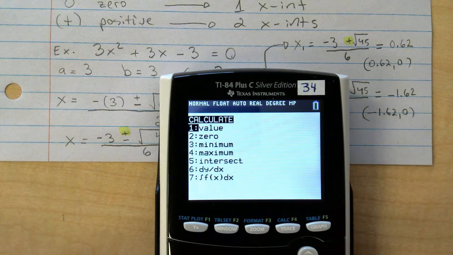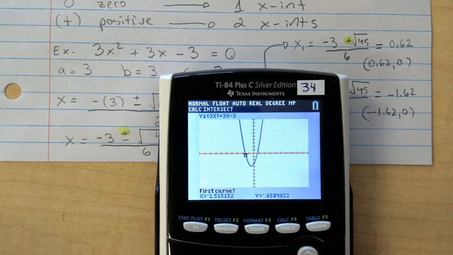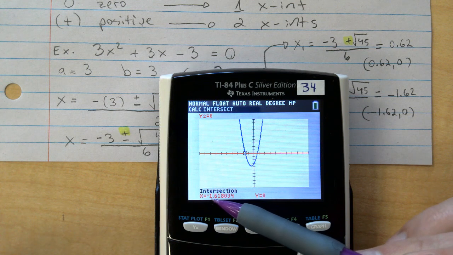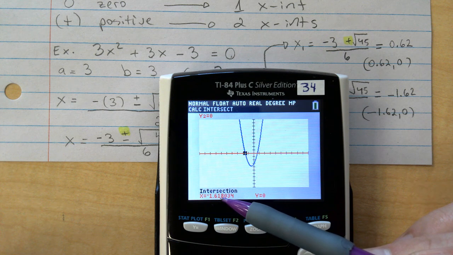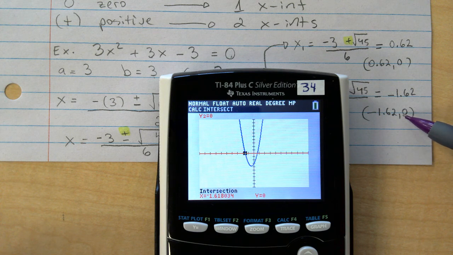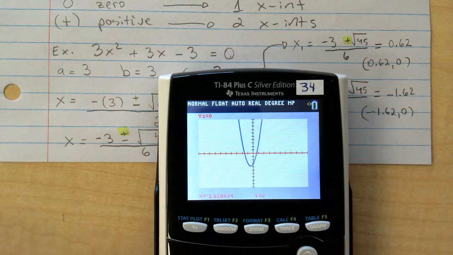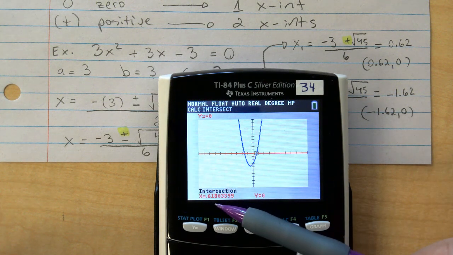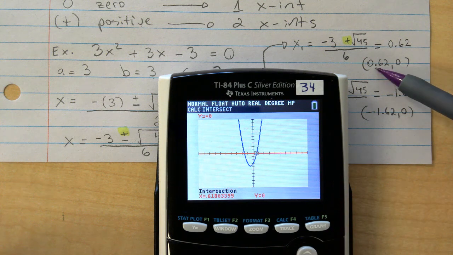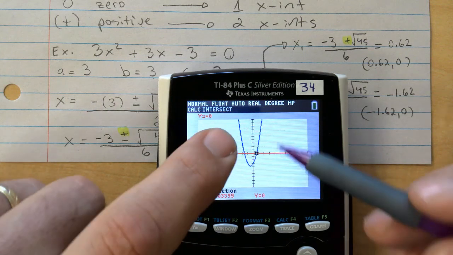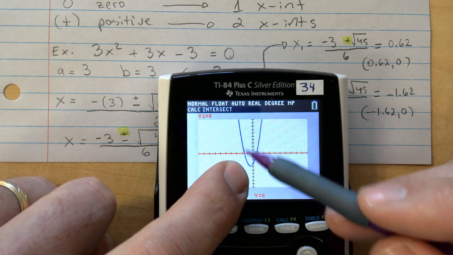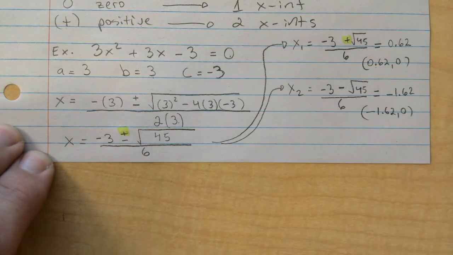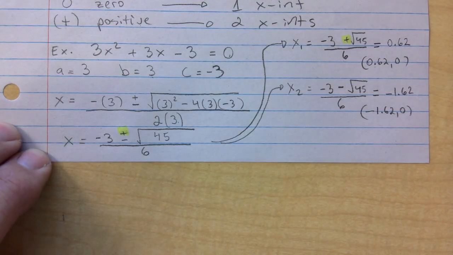Second trace is 5. So I'm going to find the first one. And I don't know if you notice, right on the screen is negative 1.62 rounded. That's exactly what I got. If you go find the other one, you should get the same thing. That's 0.62, right? That's the first one I got. So it works, right? That's a way. This would be doing that graphically, by the way. But I will show you how to do that later on.